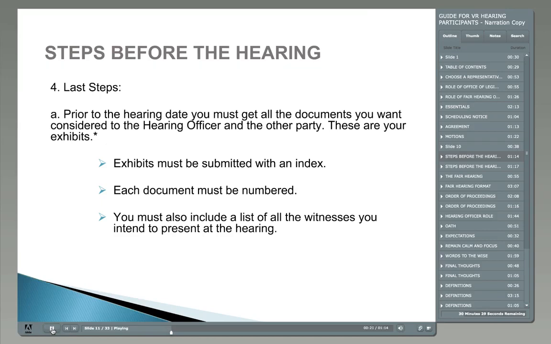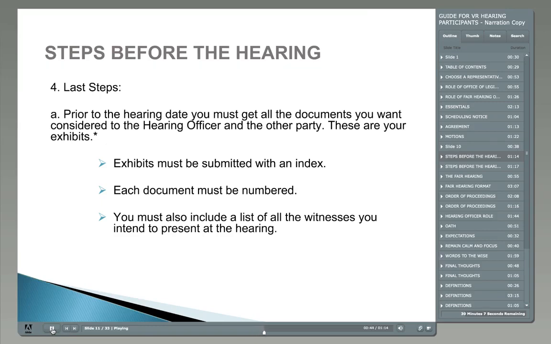Exhibits must be submitted with an index. They must be organized. They must be numbered. And you also must include a list of the witnesses that you intend to present at the hearing. This process, by the way, is called, in general, discovery. So each side sort of shows their case, their exhibits, and it's important that they be well organized.